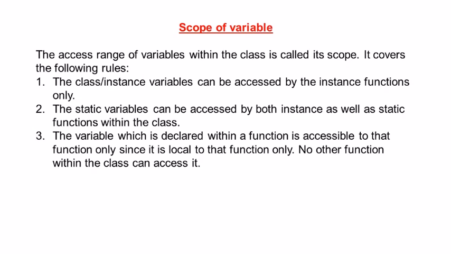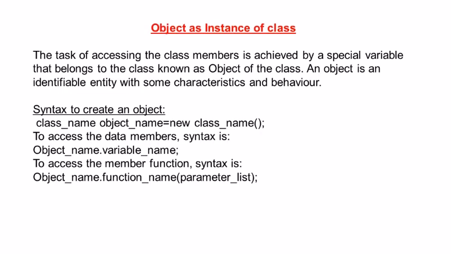Objects as instances of class. The task of accessing the class members is achieved by a special variable that belongs to the class known as object of the class. An object is an identifiable entity with some characteristics and behavior. How do we create an object? The syntax is given over here.